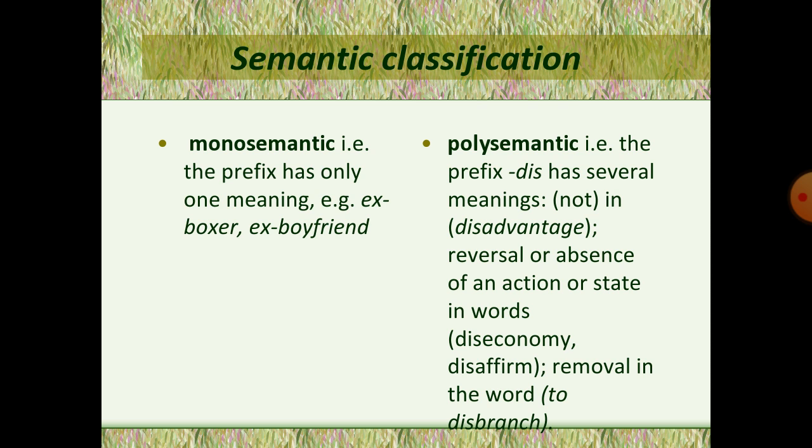Semantic classification. Semantically, prefixes can be divided into monosemantic, that is, the prefix has only one meaning. For example, ex-, as in ex-boxer, ex-boyfriend. And the polysemantic, that is, the prefix has several meanings, as in dis-: disadvantage; reversal or absence of an action or state in words, diseconomy, disaffirm; removal in the word, to disbranch.